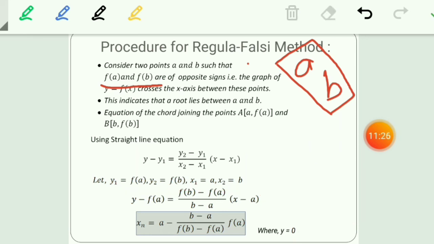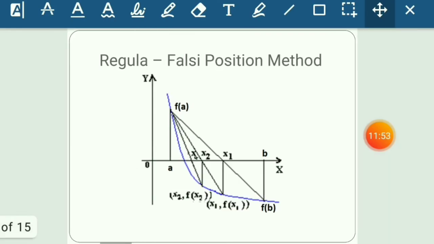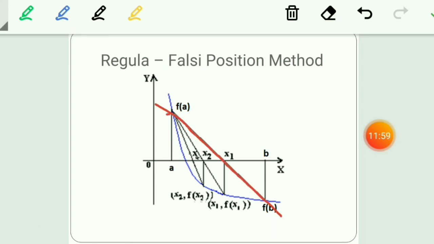And how does it come? With the help of the coordinates a, f of a, and b, f of b. I simply replace all these values in the equation, x1 y1, then x2 y2, and you can see we got this equation. Now I have drawn a straight line between f of a and f of b. What I want is this point, this value, that is my x1. So I have to find this value.